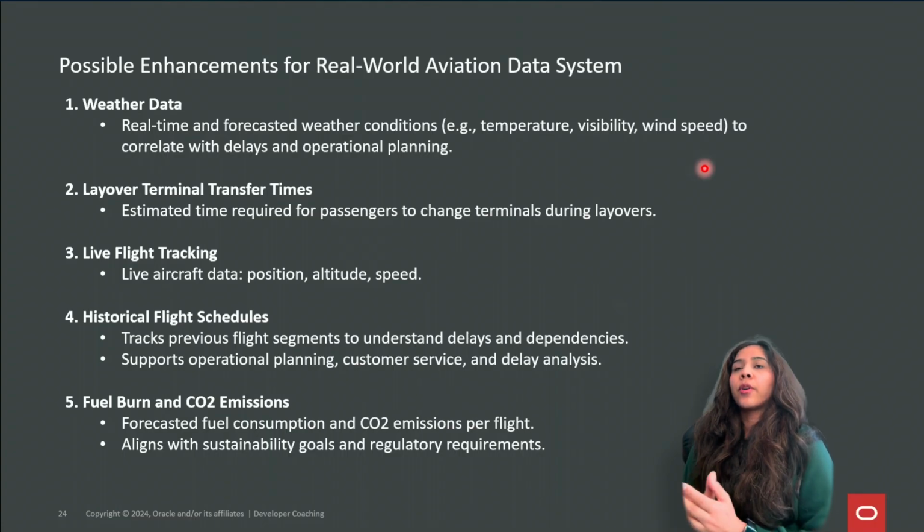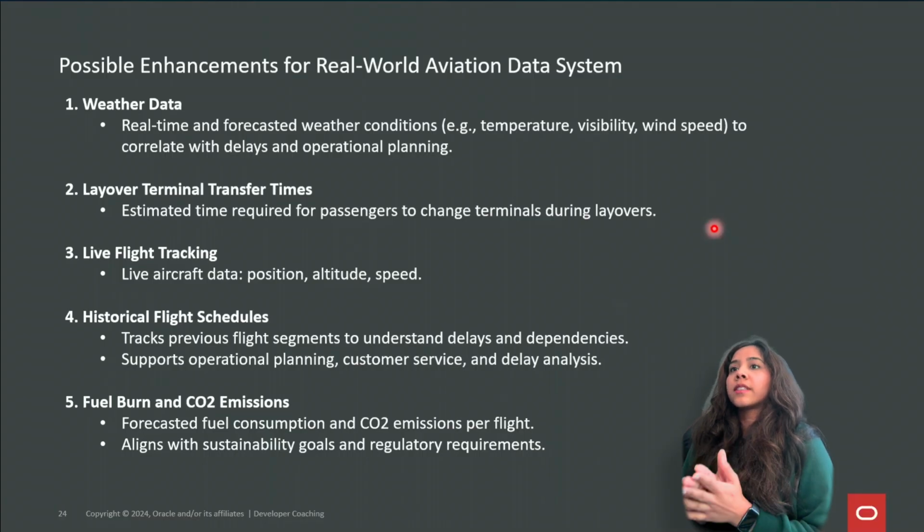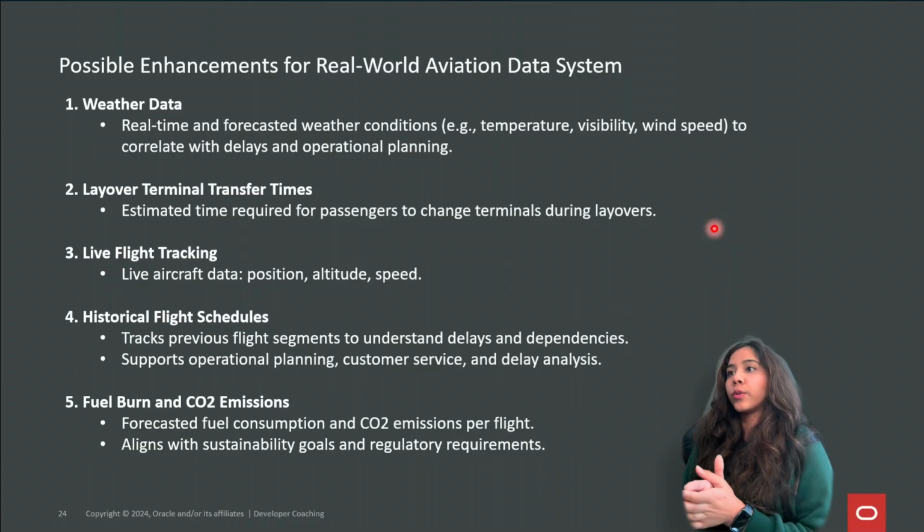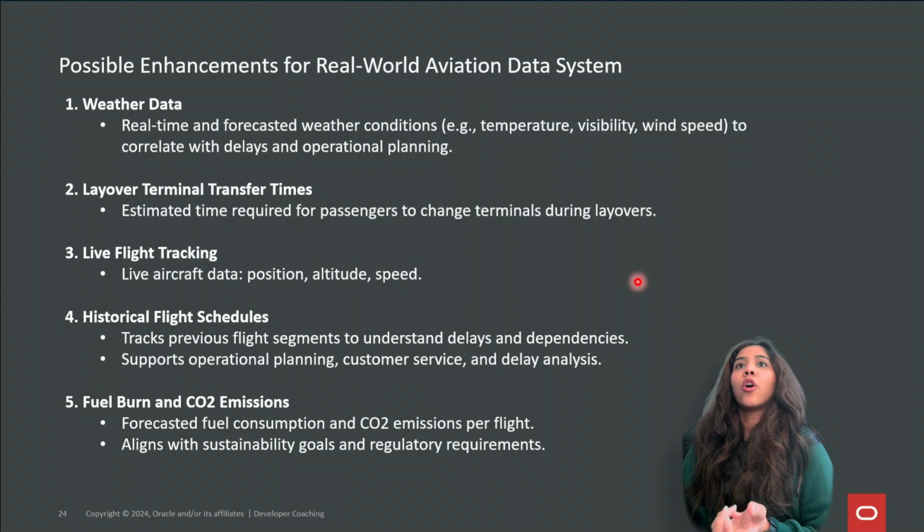Another data point that could be added is layover terminal transfer times. For example, passengers often need to switch terminals during their layovers. So predicting this terminal transfer time can help with estimating whether a passenger would make their connection on time or not. We can also add live flight tracking, where we track the aircraft position, altitude, and speed. And this can help us better communicate on arrivals, delays, and routing.